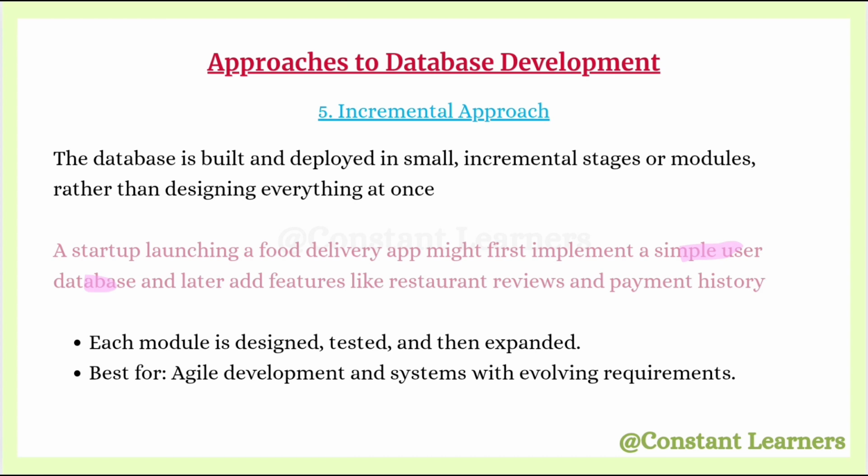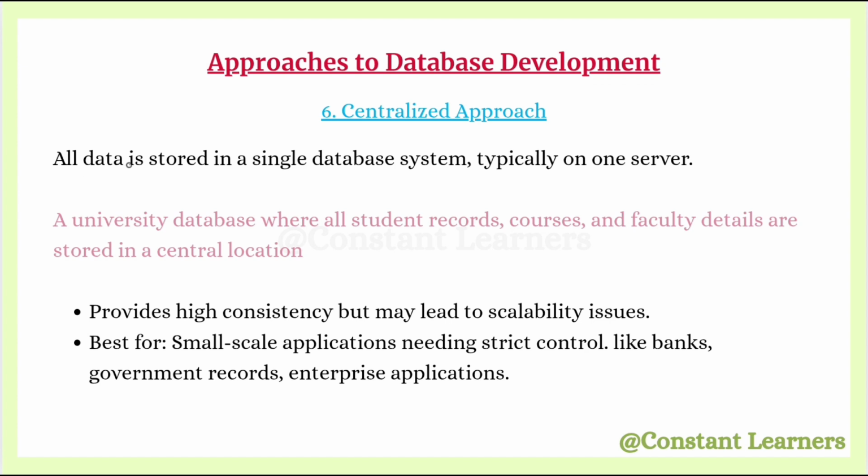Next one is the centralized approach. In this, all the data is stored in a single database, typically on one server. For example, a university database where all student records, courses, and faculty details are stored in a central location. It provides high consistency but may lead to scalability issues because everything is on one server and it's not necessary that there will always be space to expand the data. This is best for small scale applications needing strict control like banks, government records, enterprise applications, etc.